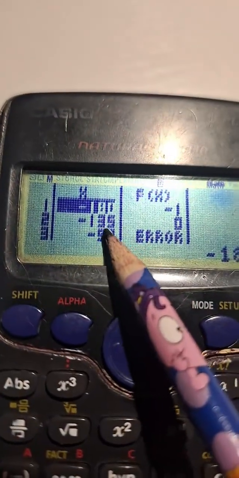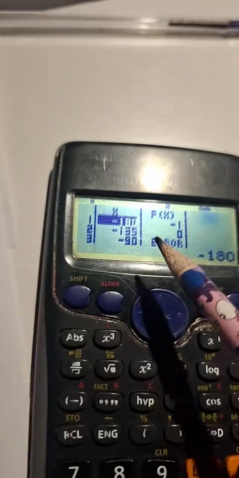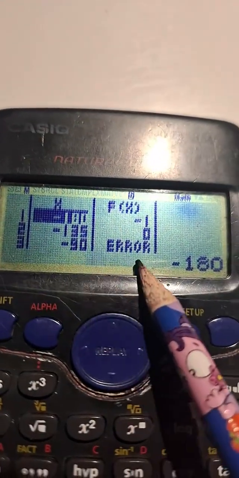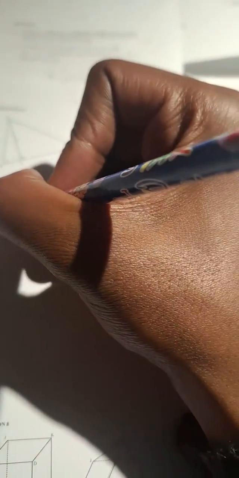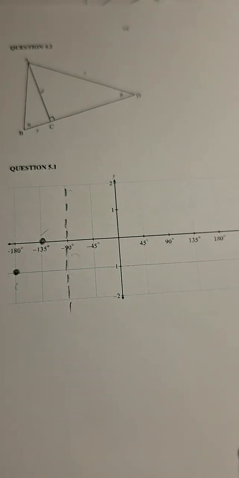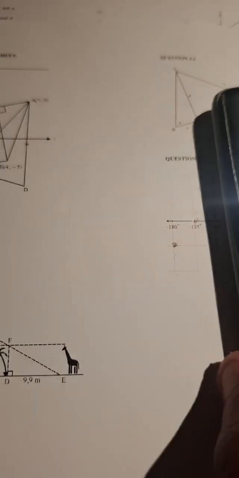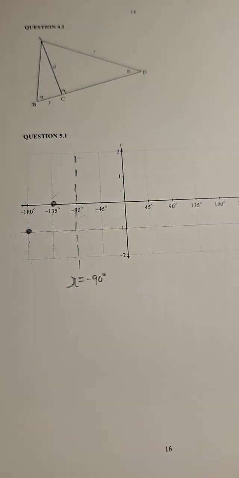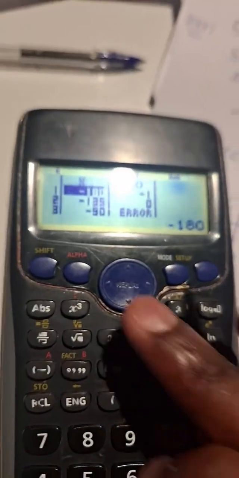When x is negative 135, f of x is 0. When x is negative 90, we have a maths error. What does that mean? It means at negative 90 we have an asymptote. We always write that in, guys, and it's always good to label the asymptote: x is equal to negative 90. Then we go up.